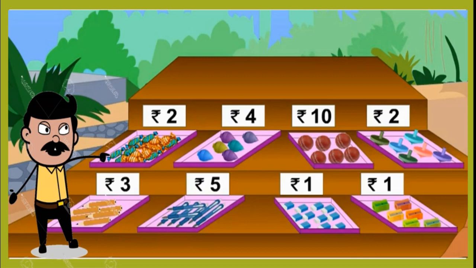The cost is written here, rupees 2 for candies or chocolates, rupees 4 for top, for one top rupees 4. Okay, for one ball rupees 10. Then one bingri cost rupees 2 and one pencil we will get for rupees 3 and the cost of one pen is rupees 5 and one eraser costs rupees 1 and the sharpener also for rupees 1.